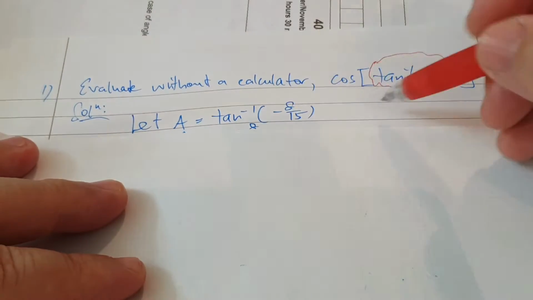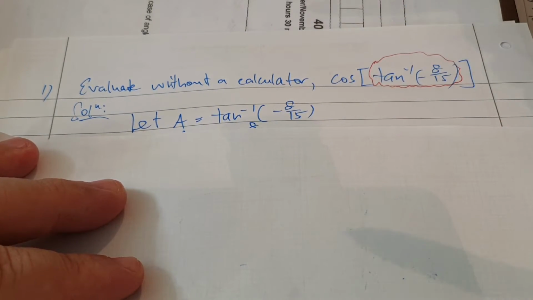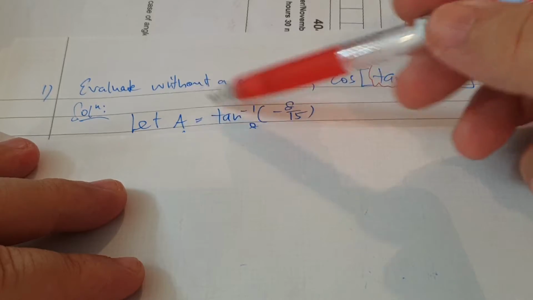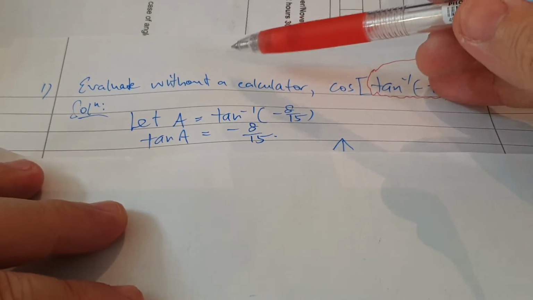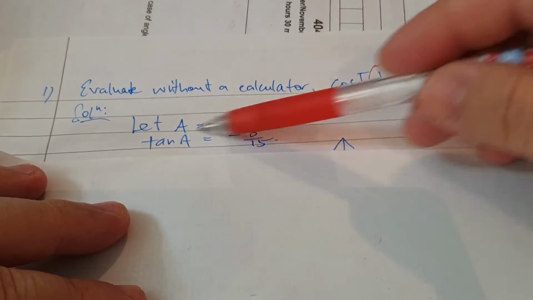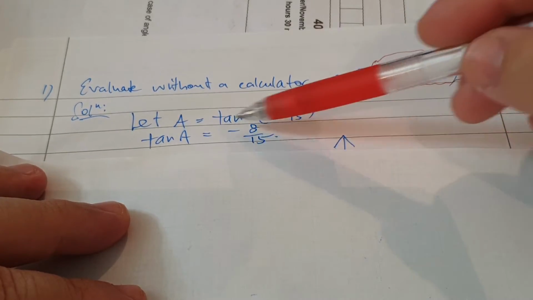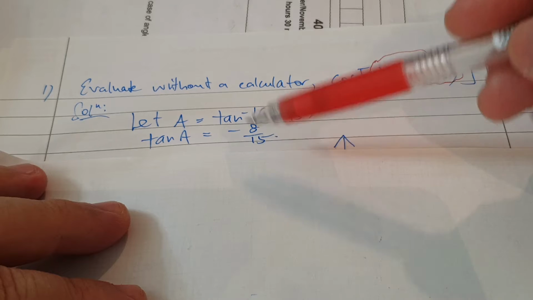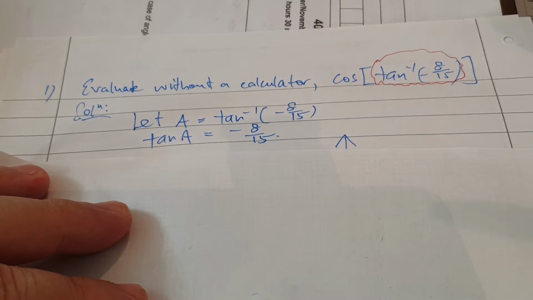So I let it be A. Why do we want to do that? So that we can tangent both sides and end up with a less intimidating, less scary looking ratio. Tangent A equals minus 8 over 15. Not scary at all, right?